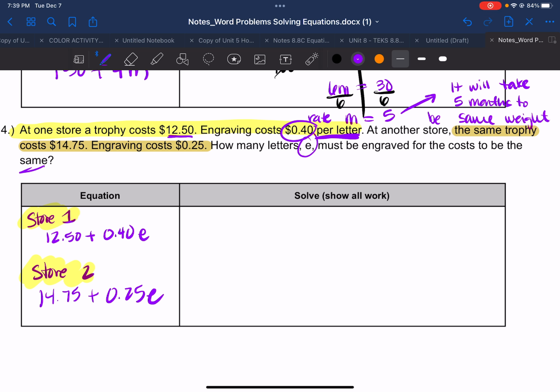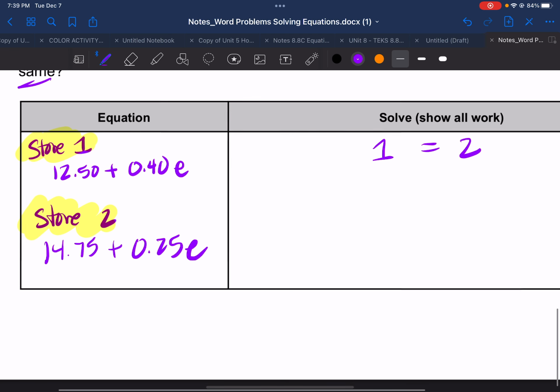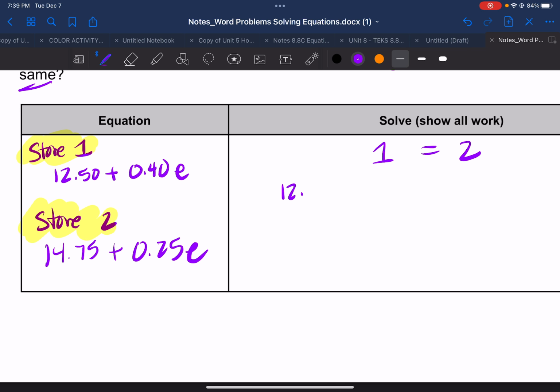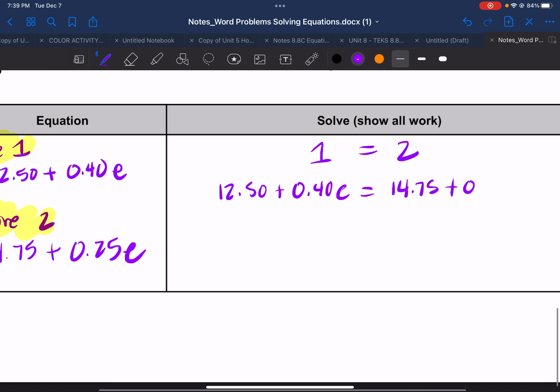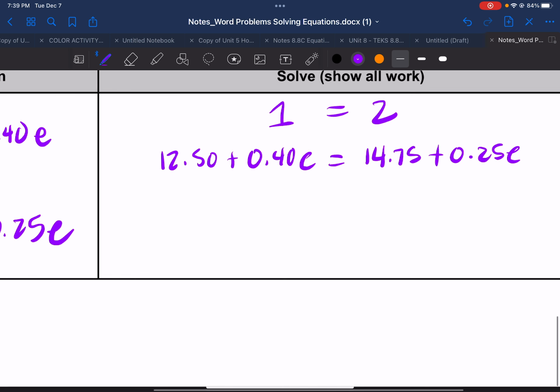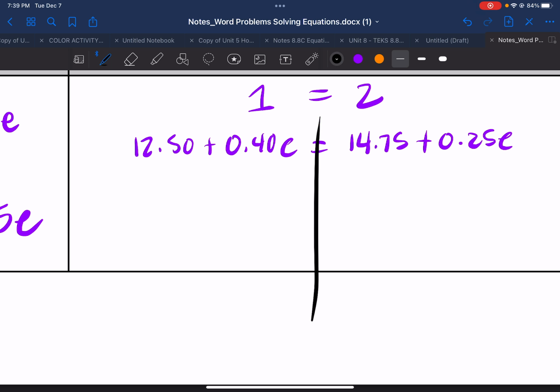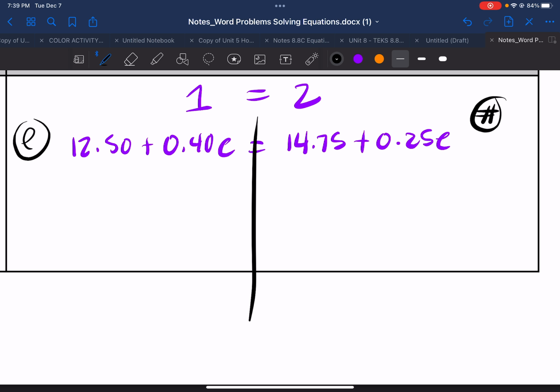All right, you already know what we're going to do. We got to set them equal to each other, right? Store 1 must equal store 2. So let's write store 1's equation. We have 12.50 plus 0.40E equal to 14.75 plus 0.25E. All right, now let's go ahead and solve. Draw my line down. Get my E's on one side. Get my numbers to the other side.